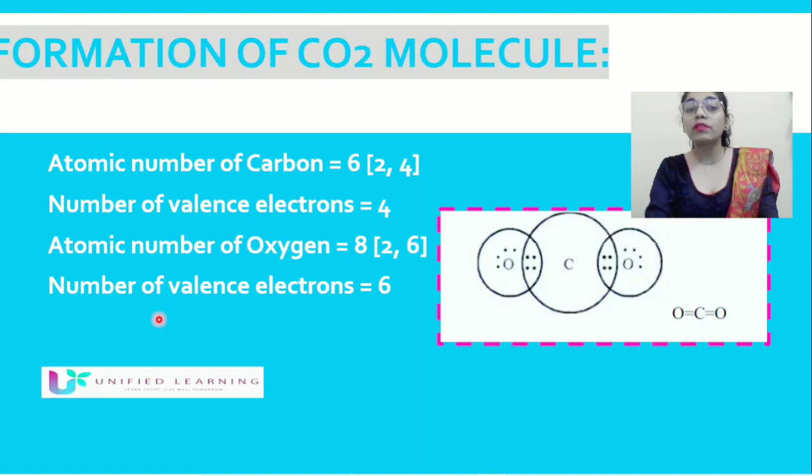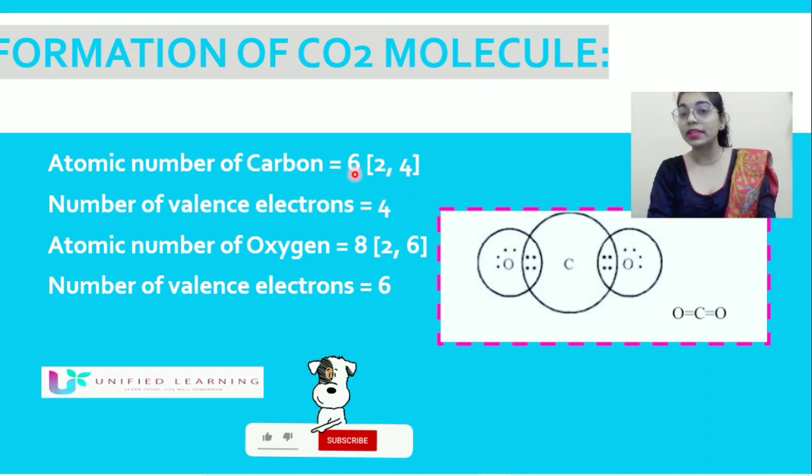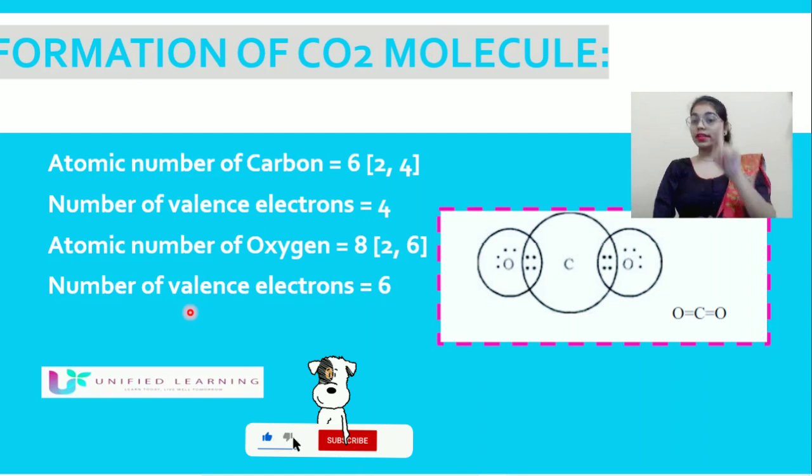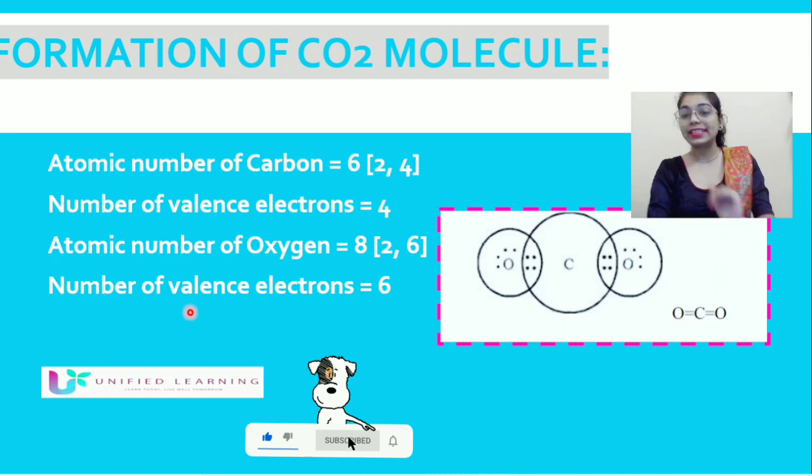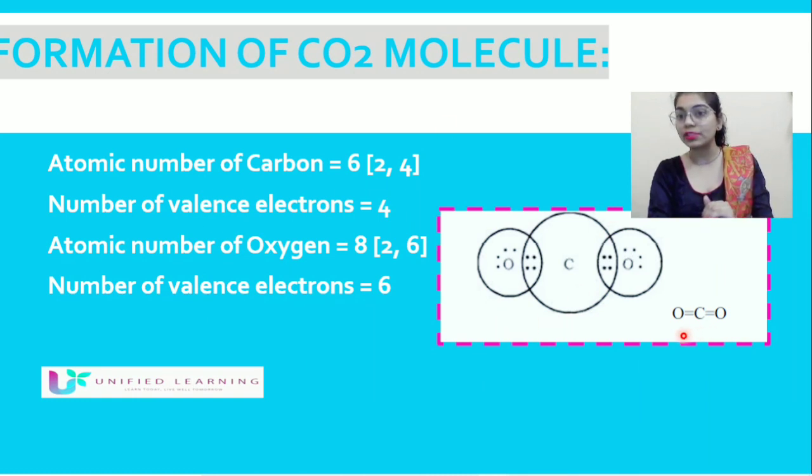Okay, moving further with the CO2 molecule formation. Again, carbon has atomic number 6 and 4 valence electrons. The atomic number of oxygen is 8 and its valence electrons are 6. Here we are taking one carbon atom and two oxygen atoms, and as you can see clearly, the molecule formed has a double bond here as well.